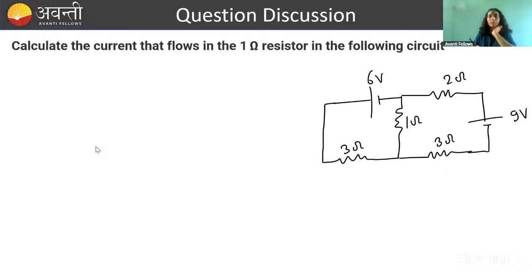Chalo. Now do this question and let me know your answer. Calculate the current that flows in the 1 ohm resistor. What current will go in this branch? You apply KVL and let me know. Distribute the current first, then apply KVL and let me know. Okay? I'm giving you 2 minutes of time. Do it. Done it? Chalo.